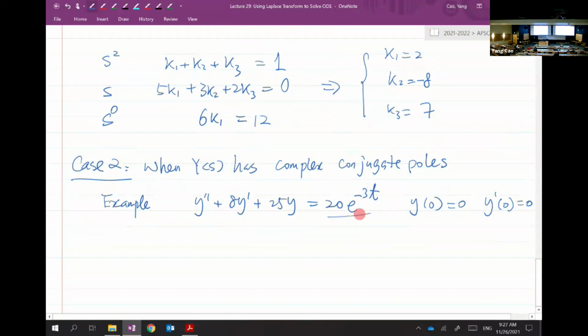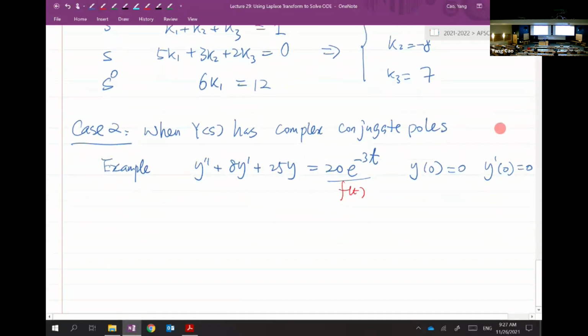If you're solving in the time domain, to jog your mind, you look at the function f of t here. Apparently, it's an exponential function, so you can use either the undetermined coefficients method or the variation of parameters method. Both should work. But I'm going to solve it using Laplace. So we take the Laplace of both sides.